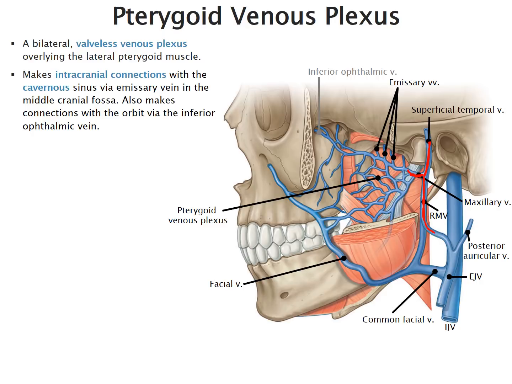It has a posterior limb, which unites with the posterior auricular vein to form the external jugular vein, as shown here. The anterior limb of the retromandibular vein will continue on inferiorly to unite with the facial vein. Together, they form the common facial vein, which drains directly into the internal jugular vein. And this is how the majority of blood is drained from the infratemporal fossa.